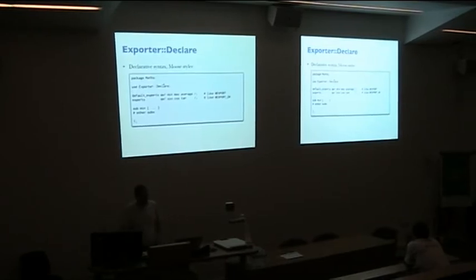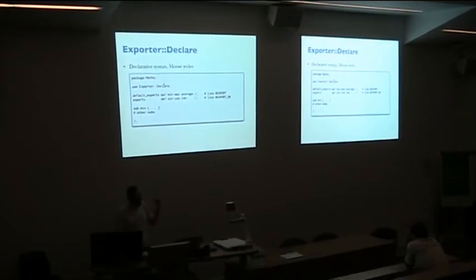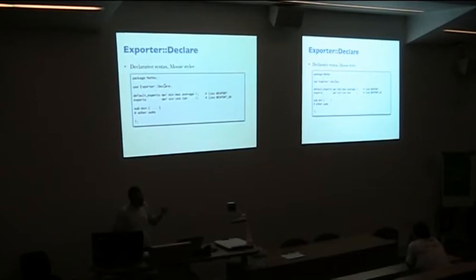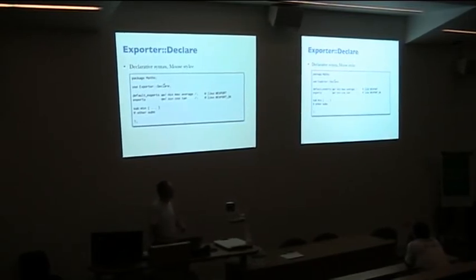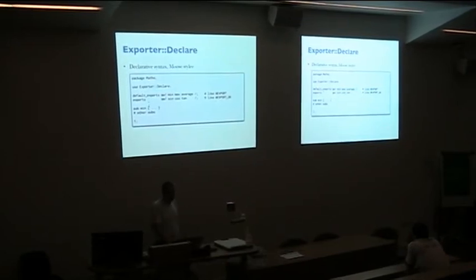Exporter declare. Exodist Chad looked at Moose and said, well, what would a Moose style exporter module look like, where it's declarative instead of setting up variables. So it has some functions, so this is just like setting the export and export OK, but you do it very much in the Moose style.